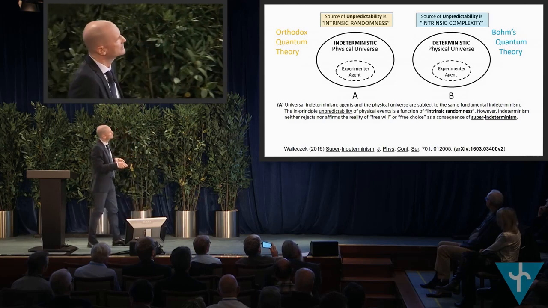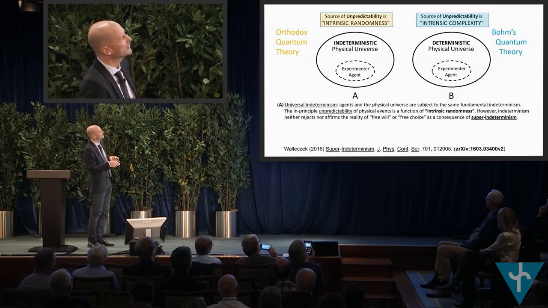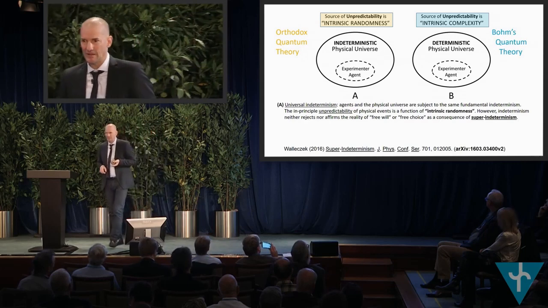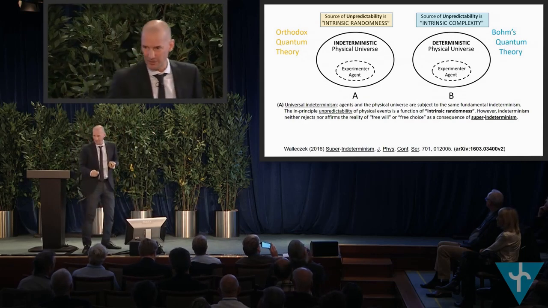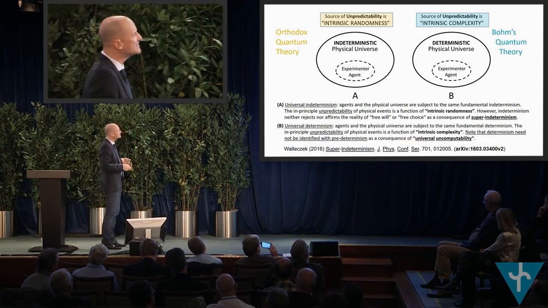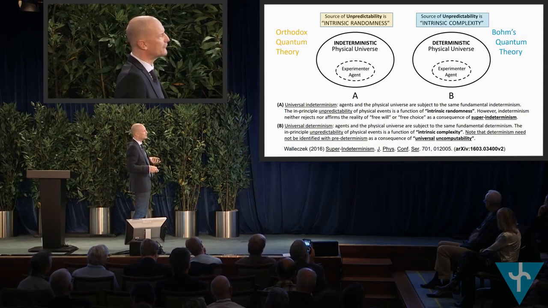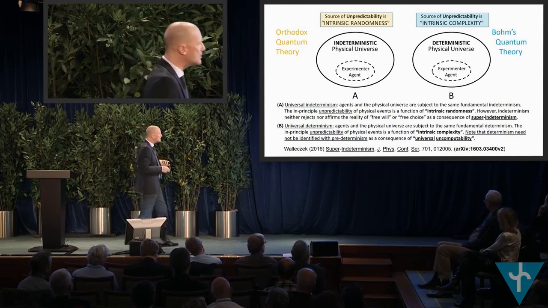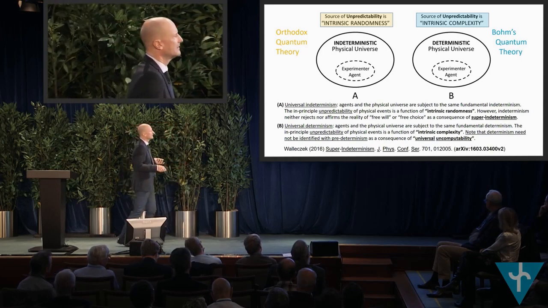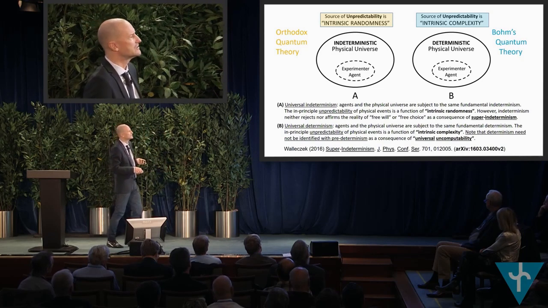In the other case, where does Bohm's quantum theory, where in a deterministic universe do you get your unpredictability from? You get it from intrinsic complexity. And we've heard Tim Palmer's talk. That's where he was heading with his proposal. And in that model, you do have universal determinism. Agents and universe are subject to the same fundamental determinism. The in-principle unpredictability of events is a function here of the intrinsic complexity. Note that determinism need not be identified with predeterminism as a consequence of universal uncomputability.